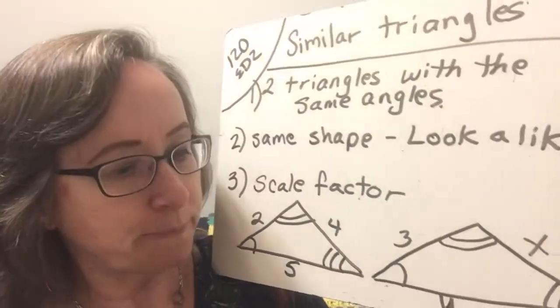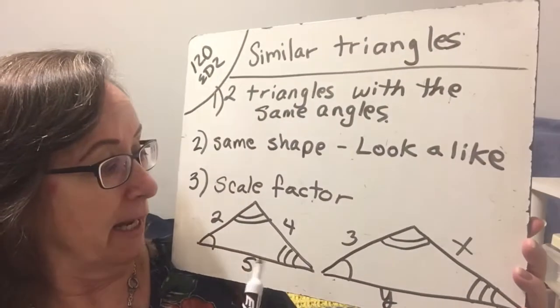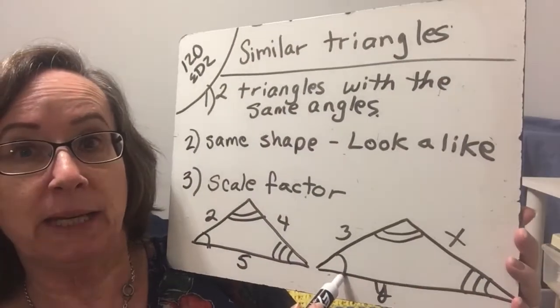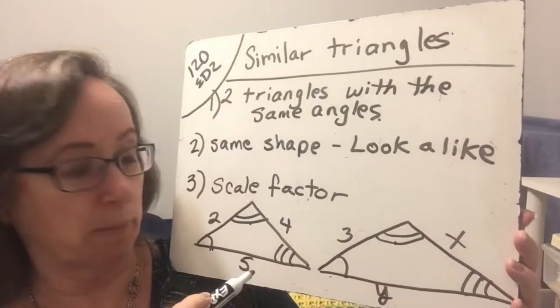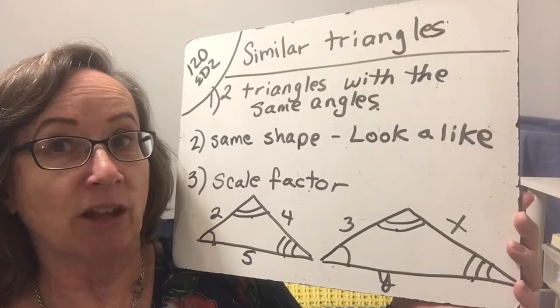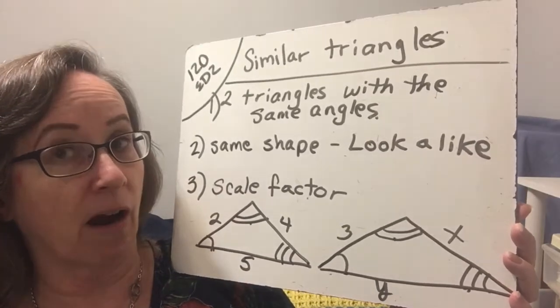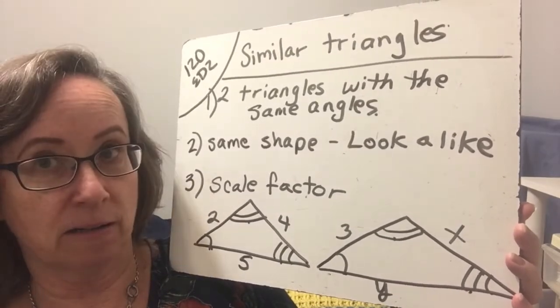So here we have two similar triangles. And notice that I have one hash mark and one hash mark, meaning that those two angles are the same. We have two hash marks and two hash marks, and three hash marks and three hash marks. So those hash marks designate that these two triangles have the same angles and they are similar.